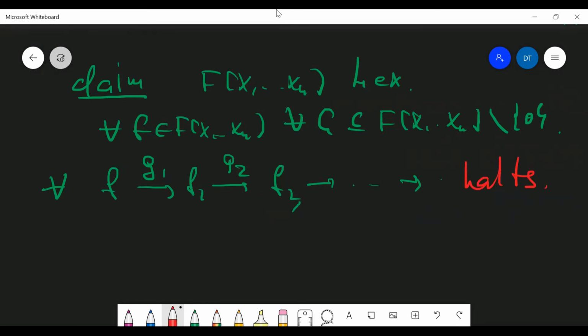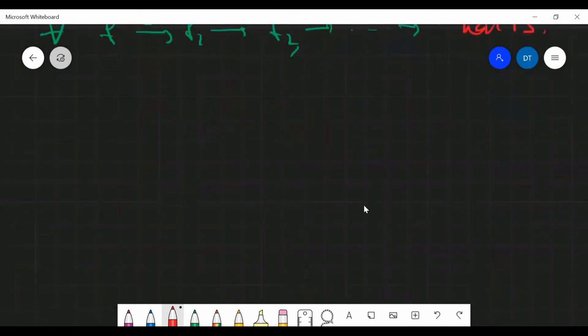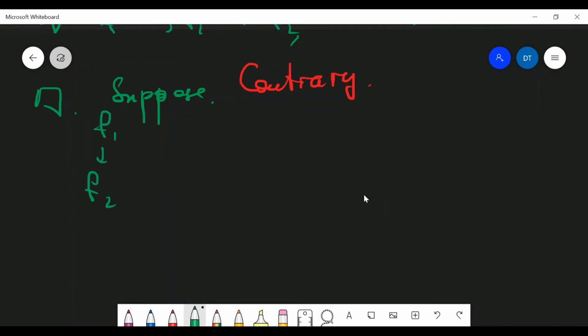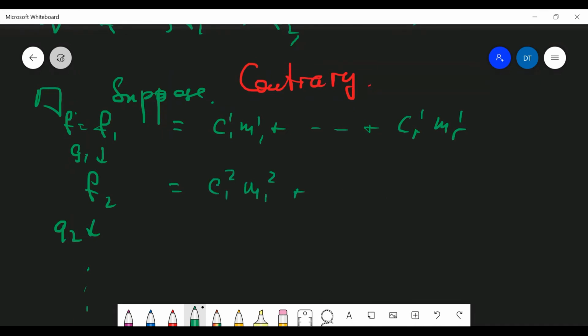So how do we prove this? Suppose the contrary holds. So we have an infinitely long sequence of reductions, starting with f1, and I want to get a contradiction. First of all, let's write our polynomials in this form. This is the first polynomial, with index 1 here. Then the second polynomial can also be written in this form.